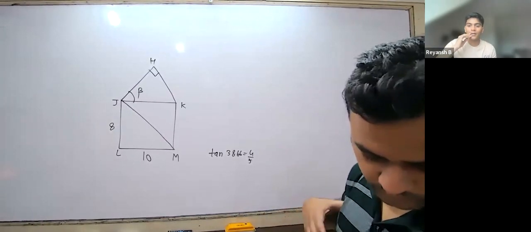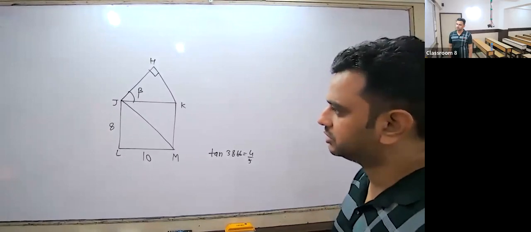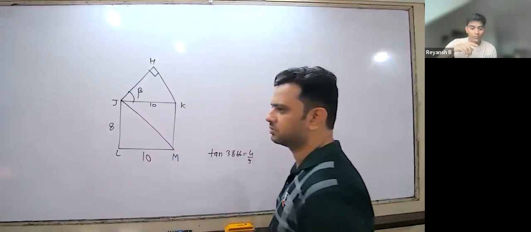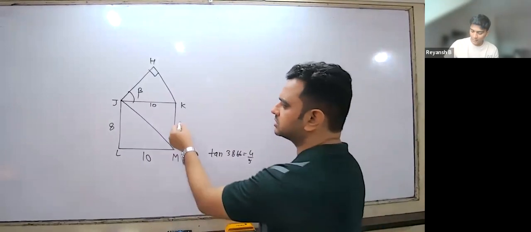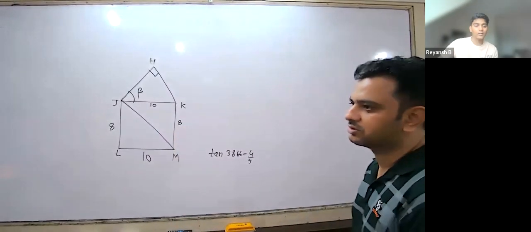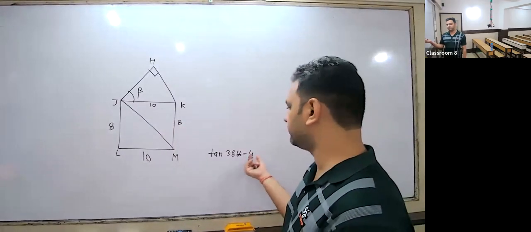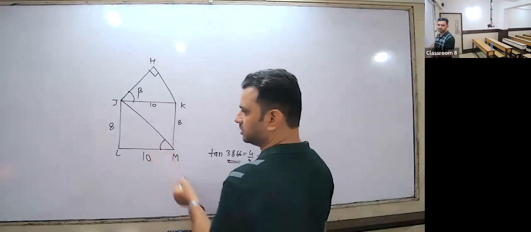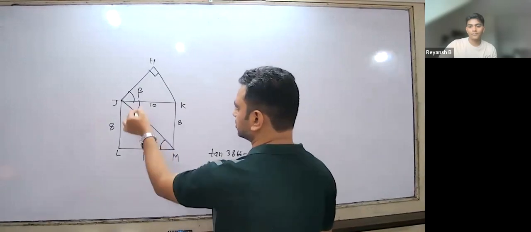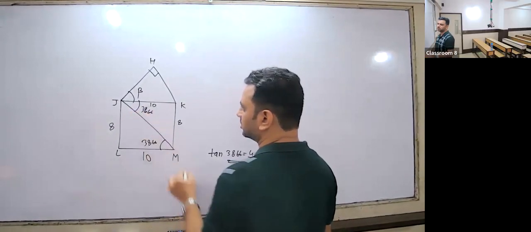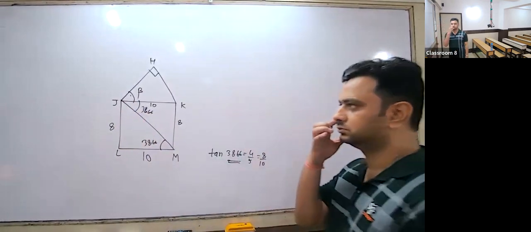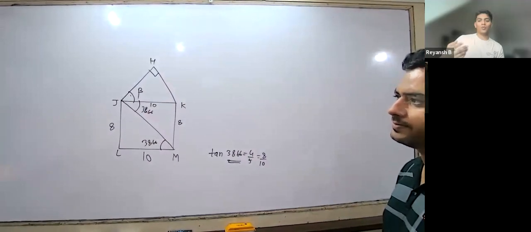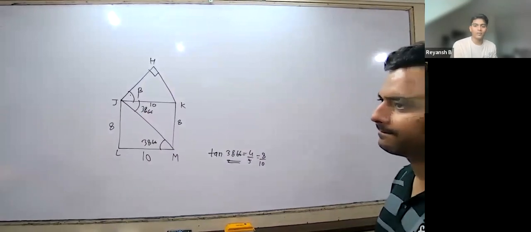I got the value for JK. JK, you got. JK is 10 only, no? What? And then, oh, it's 11. Never mind, never mind. That's 10. The diagonal is... this is actually 8 by 10 only. So that means this angle should be this angle. This is also 38.66. I want this angle beta. 90 minus 38.66. Oh, that was quick. I was trying to find the length, but never mind.